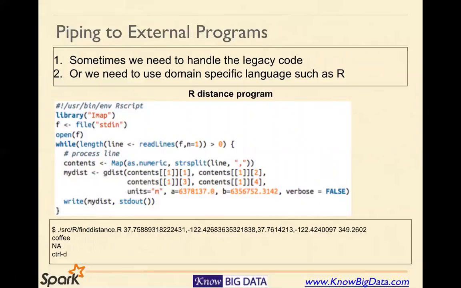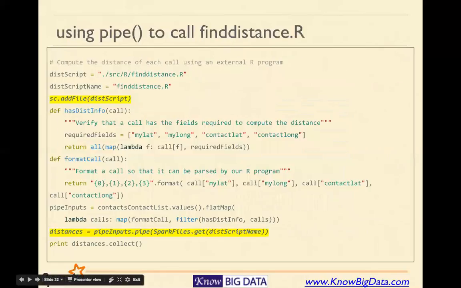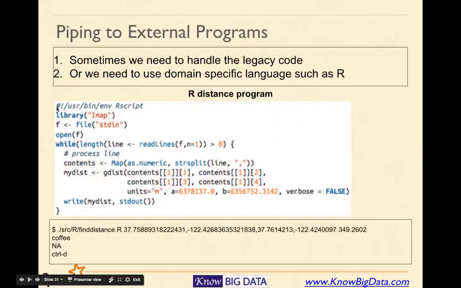Sometimes we would like to use legacy code. In case of Spark, we can do that easily. Let's imagine that you have some R program. Let's say this is your R script. You can see we have made it executable by saying env Rscript. Rscript is a program that runs any R script. So when we run this script, we get this output. This is running without Spark.